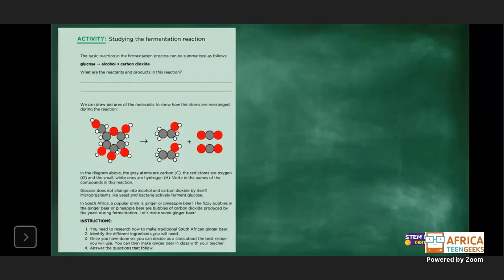I don't know if you guys have actually been in or rather seen people make pineapple or ginger beer, especially in this time, because it's been quite a popular drink that was being made in households. So we're just gonna go through this activity. Okay, so let me just get a picture here.